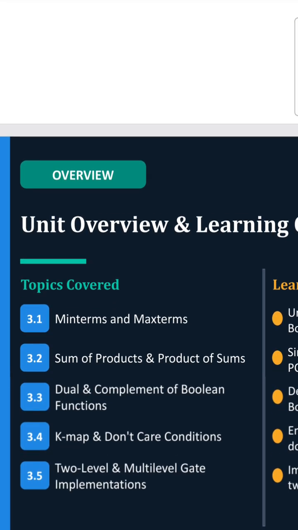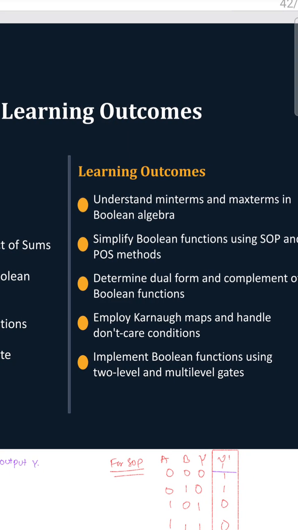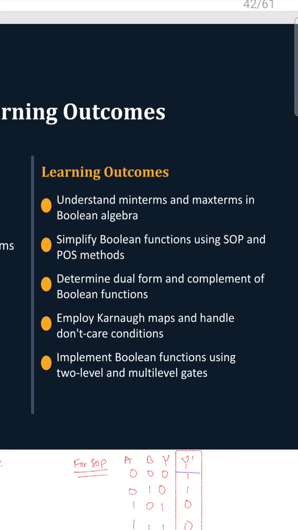Suppose you are traveling from Kathmandu to Pokhara. There may be several possible routes, but naturally you would prefer the route that reaches the destination with the least distance, least fuel consumption, and least time. Boolean simplification follows the same principle. Different Boolean expressions can produce exactly the same output, but some expressions require fewer logic gates and fewer connections. As engineers and IT students, we always prefer the simpler implementation.